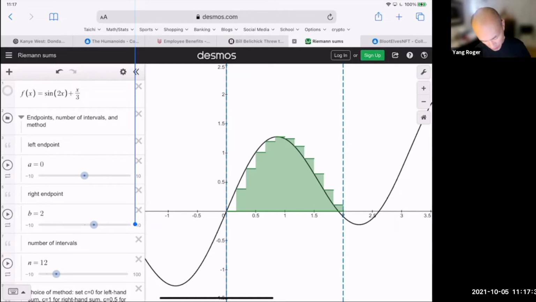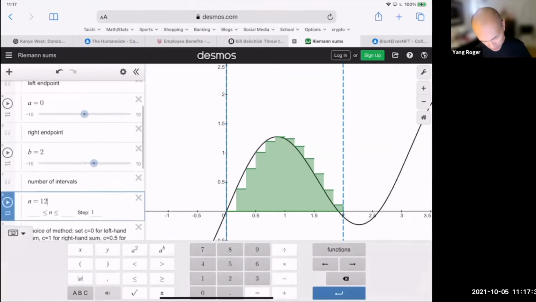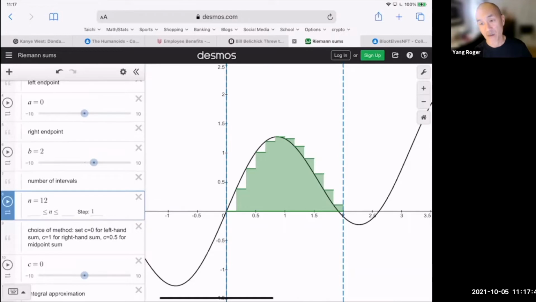And if you look near the bottom, you have this n here. That's the number of rectangles. So what I can do is hit the play button. If I hit the play button, it's going to start to cycle through the different values of n. So let's hit play and see what happens.